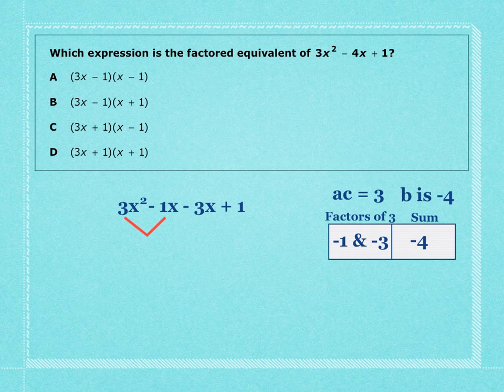The GCF of 3x squared minus 1x is going to be x, so x times 3x minus 1 is going to be the same thing. And then I can also group my negative 3x plus 1. Now, just looking at the binomial created, 3x minus 1, I'm going to go ahead and pull out a negative 1 here, because I know that inside of my parentheses I need a positive 3x and a negative 1.